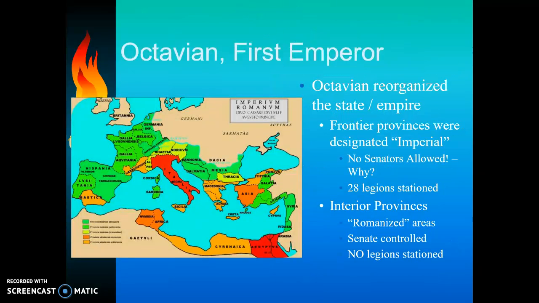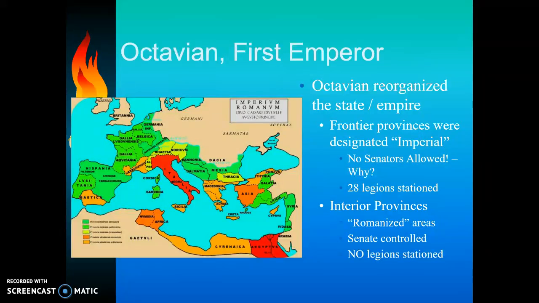So Octavian reorganized the state upon becoming emperor. He organized it into imperial and interior provinces. Imperial provinces were those provinces that were on the frontier of Rome. And these imperial provinces were directly under his control, and no senators were allowed entry into the imperial provinces without the emperor's express permission.